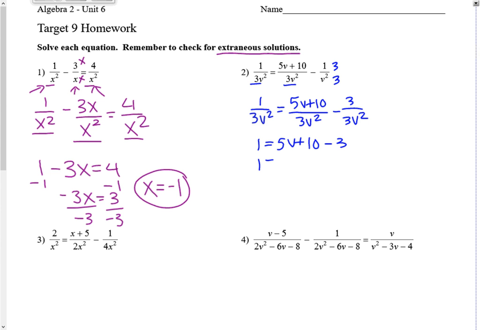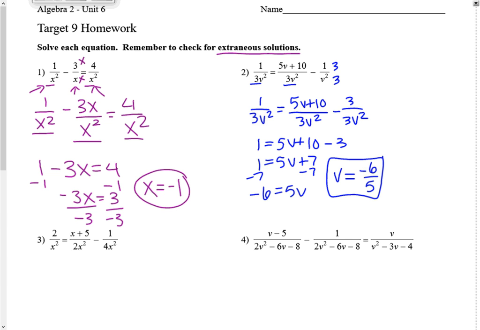Combining my like terms, I have 1 equals 5v plus 7. I'm going to subtract 7 from both sides, and I have negative 6 equals 5v. Divide both sides by 5, and v equals negative 6/5. Again, check and make sure that won't make any of our denominators equal to 0, so our answer is good at negative 6/5.